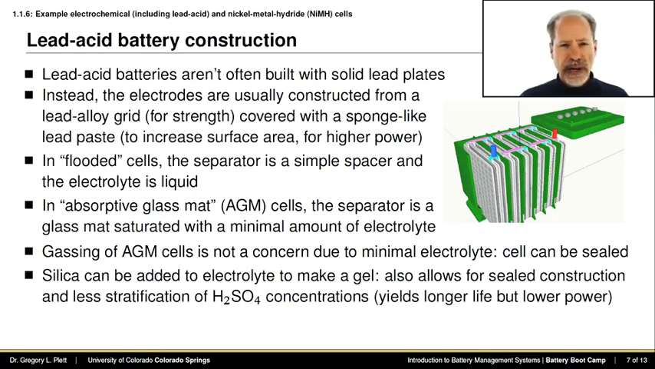When we add the silica and create this gel, the resulting lead acid battery is often called a gel cell because of that. So when we make this gel cell, we often have longer life, but also the trade-off is we often also have lower power because the electrolyte has a higher ionic resistance than the liquid electrolyte.